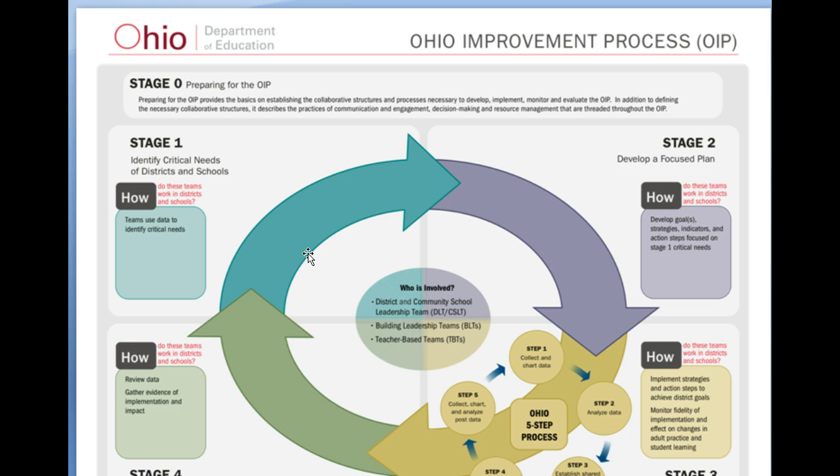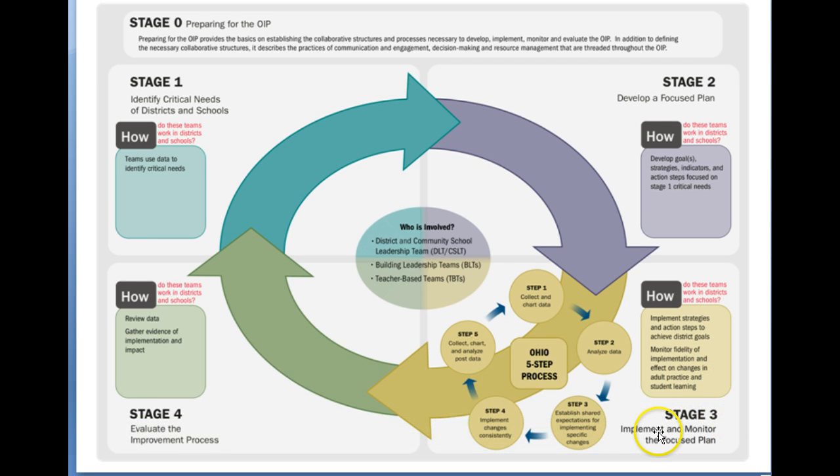The OIP has 4 major stages. Stage 0, preparing for the OIP. Stage 1, identifying critical needs of districts or schools. Stage 2, developing a focused plan. Stage 3, implementing and monitoring that focused plan and implementing this whole 5-step process. And stage 4, evaluating the improvement process. These stages take at least 3 years to complete.